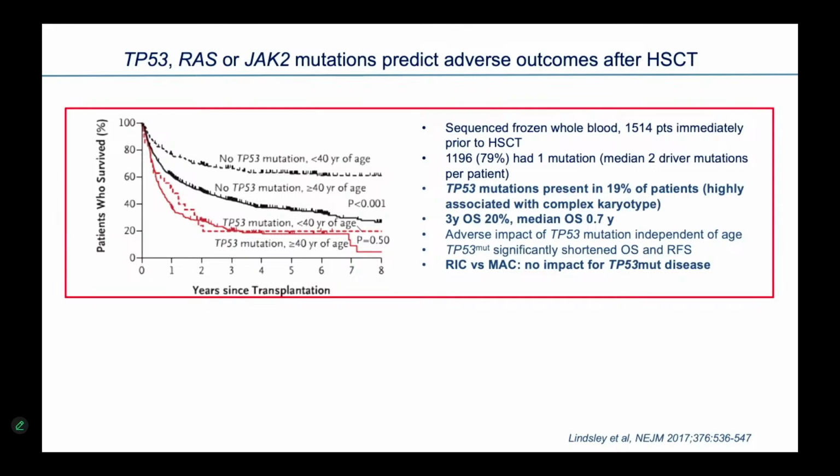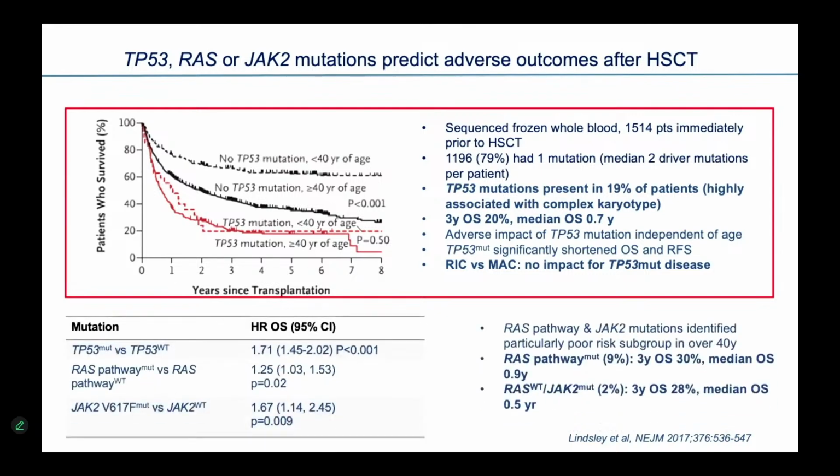So these data from Coleman Lindsley from back in 2017 were some of the first to really show us that patients who had P53 mutation, whether they were young or old, whether they had a RIC or a MAC transplant, did very poorly, with a 3-year overall survival post-transplant of only 20%, and a median overall survival of under a year. And there are other gene mutations that were identified in that study, including RAS and JAK2.